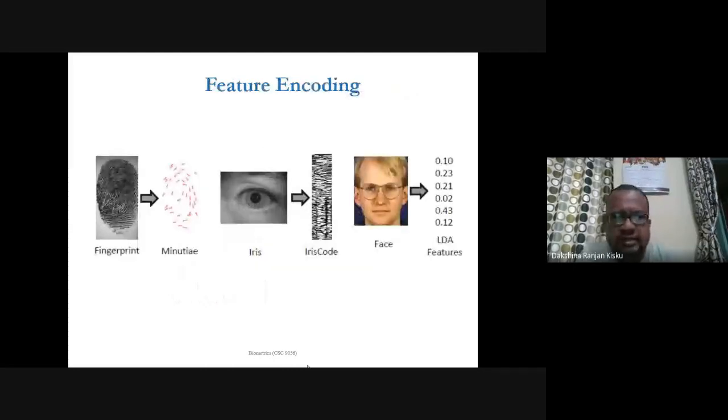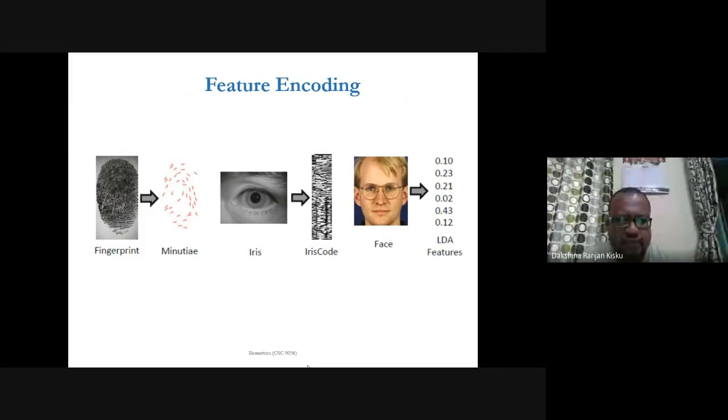And this is an example of feature encoding. Here you can see that from a fingerprint image, we extract the minutiae features. So these minutiae features will be matched. That means when the minutiae features are extracted from a user, these minutiae features are stored as a template in the database.